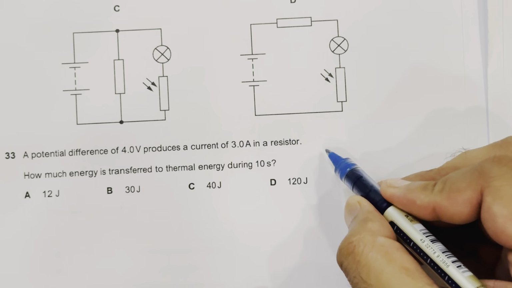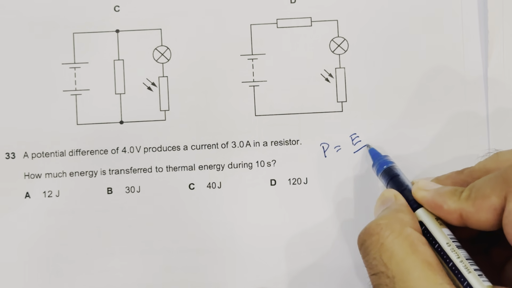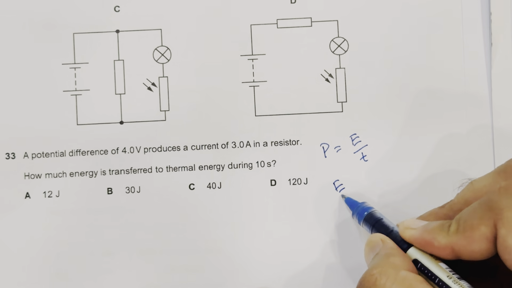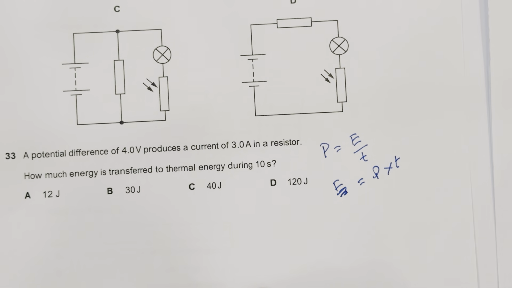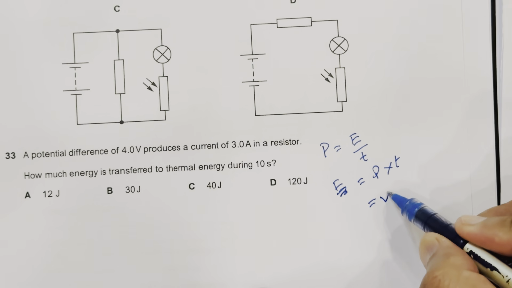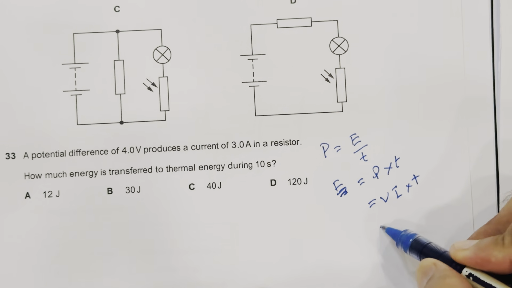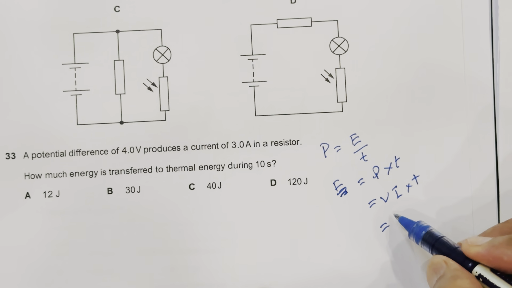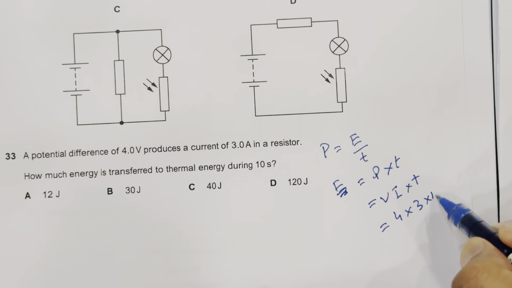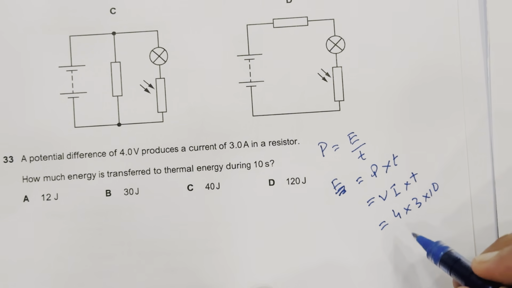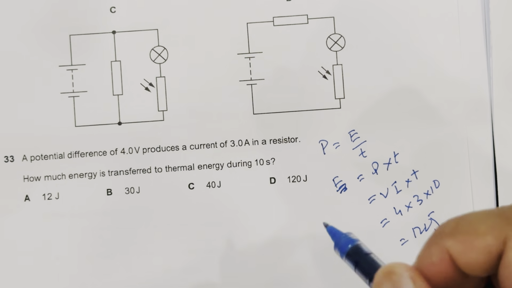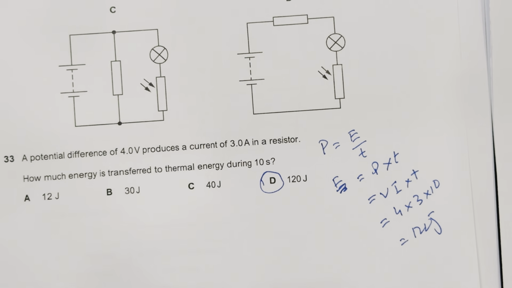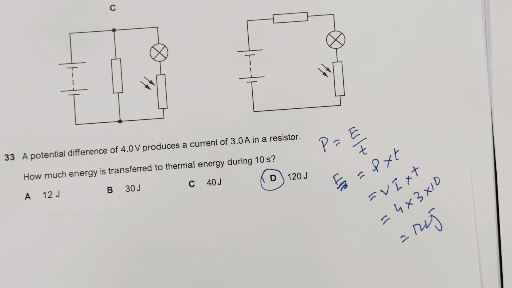So we know that the formula for power is E by T, and for energy it would be P into time. For power, it would be equal to V I, so energy is V I into T, and all things are given. V is 4, I is 3, and time is 10. 12 multiplied by 10, that is 120 joule. So option number D is the right option, that is equal to 120 joule. So this was an easy calculative question.